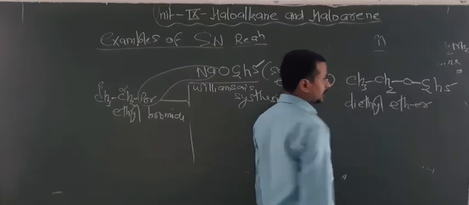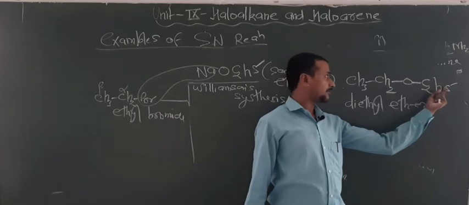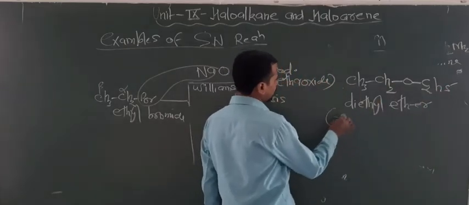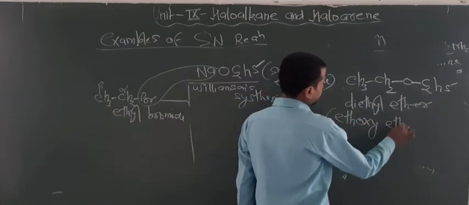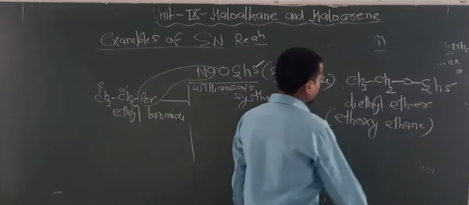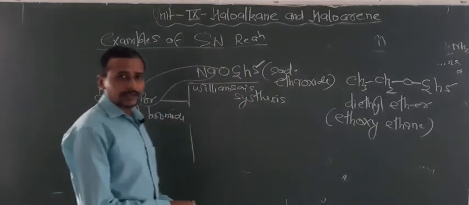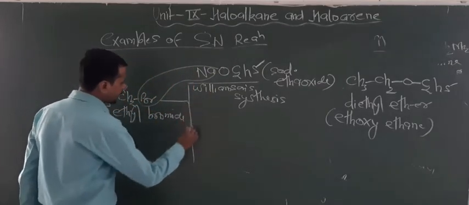Diethyl ether, I also told you here, this is the alkoxy group, the substituent. So ethoxy ethane is the IUPAC name. You can also write the name, that is IUPAC name, ethoxy ethane. This reaction you also learn in the chapter alcohol, phenol and ether, for the preparation of ether by Williamson synthesis.